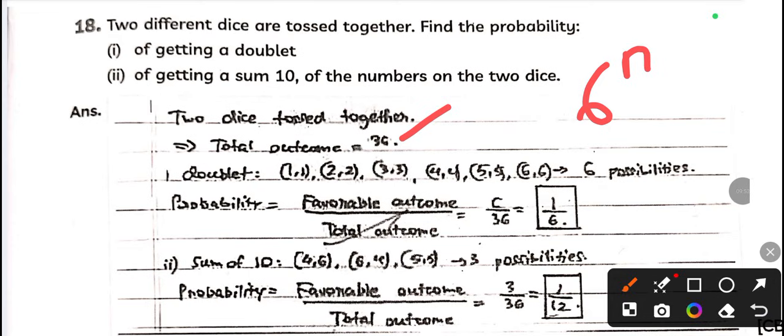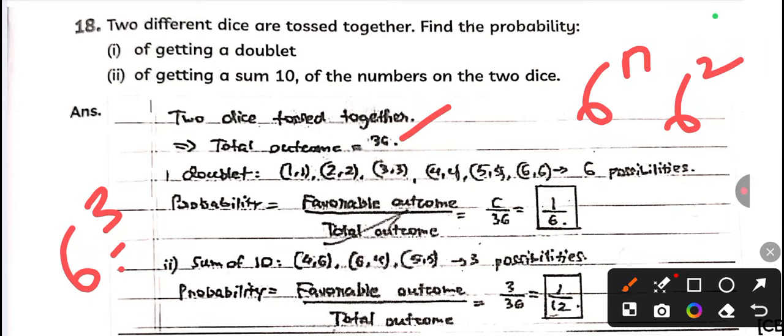If 1 die is rolled, you have to say 6 power 1. If 2 dice are rolled, 6 square, 36. If 3 dice are rolled, 6 cube, 216. Actually, they have asked only one time, as per my memory, 3 dice rolled, 6 cube, 216. They asked only triplet. Triplet means like 111, triple one, triple two, triple three, triple four, triple five, triple six.